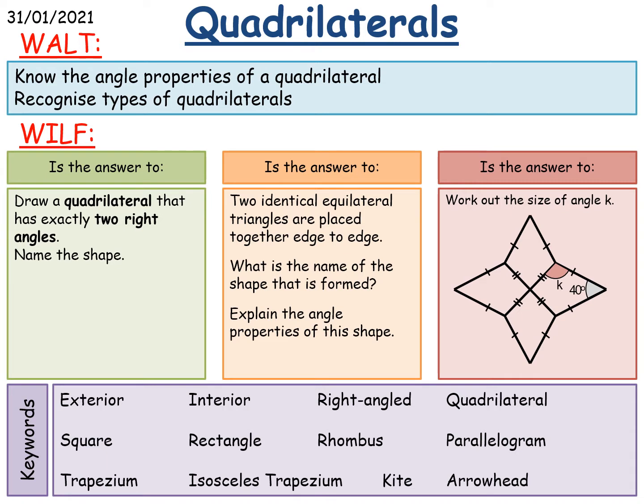So the key words, exterior and interior. Exterior means the angles on the outside of the quadrilateral. Interior means the angles inside the quadrilateral. Right angled. So right angle, 90 degrees, is when two lines meet each other at 90 degrees, creating a right angle. Quadrilaterals: a square, rectangle, rhombus, parallelogram.